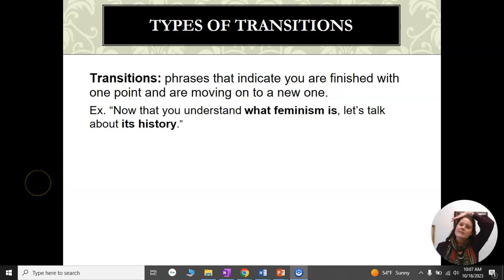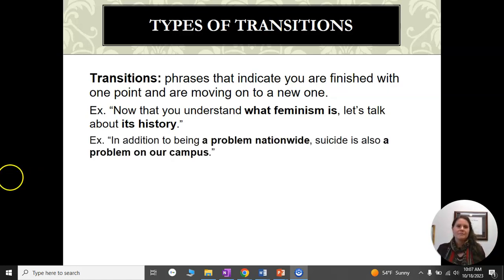Well, you have several choices, but here's an example of a basic transition. Now that you understand what feminism is, presumably I just gave you a whole main point about defining feminism, let's talk about its history. So now we're moving from a definition to the history of this concept. Or in addition to being a problem nationwide, suicide is also a problem on our college campus. All right, I'm pretending I'm a student who's reporting on mental health and suicide. So I maybe covered the problem nationwide. Now I'm moving to how it's a more local problem.